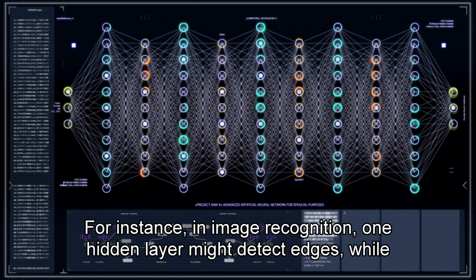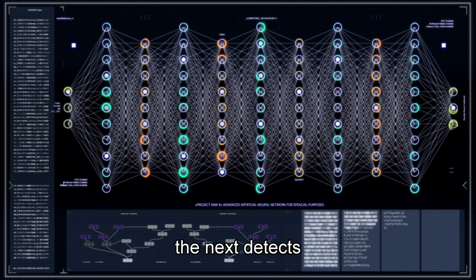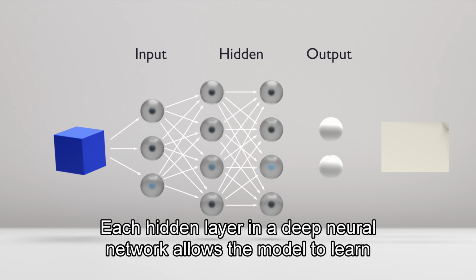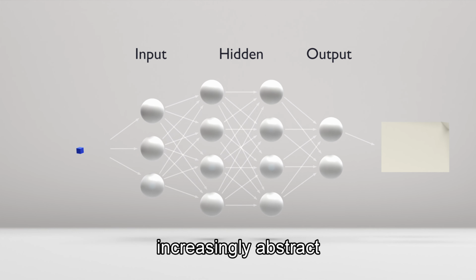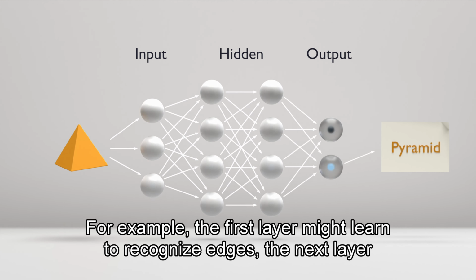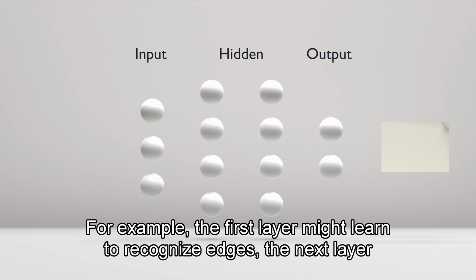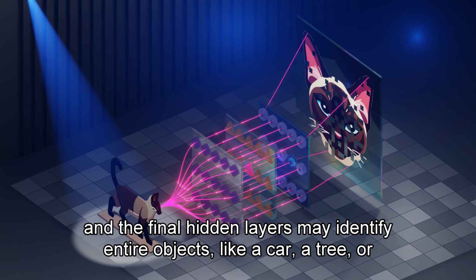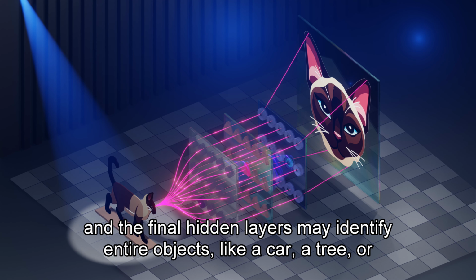For instance, in image recognition, one hidden layer might detect edges, while the next detects shapes like eyes or noses. Each hidden layer in a deep neural network allows the model to learn increasingly abstract features. For example, the first layer might learn to recognize edges, the next layer builds shapes, and the final hidden layers may identify entire objects, like a car, a tree, or even a cat.